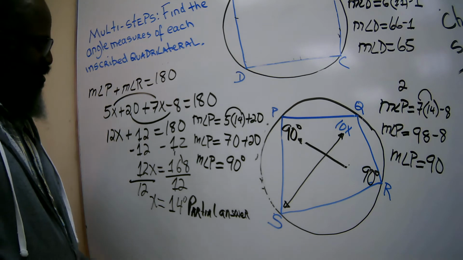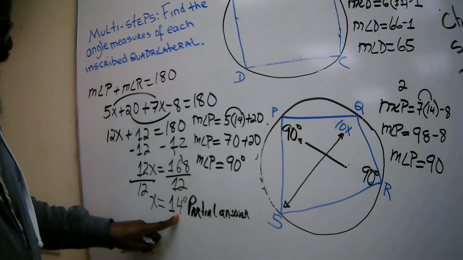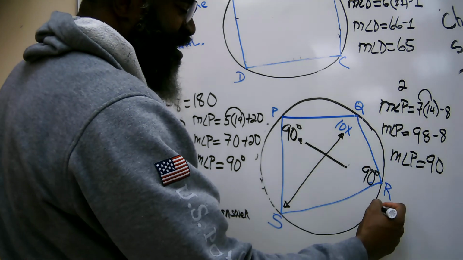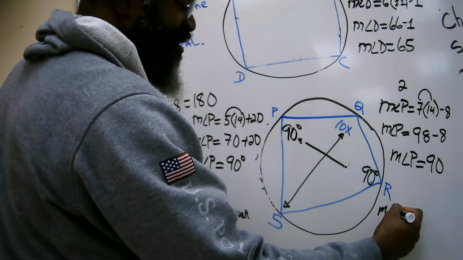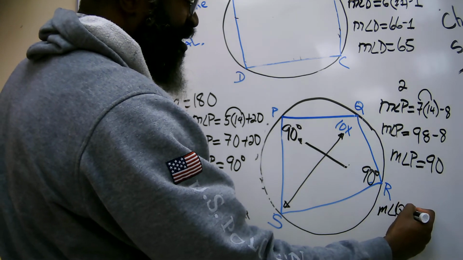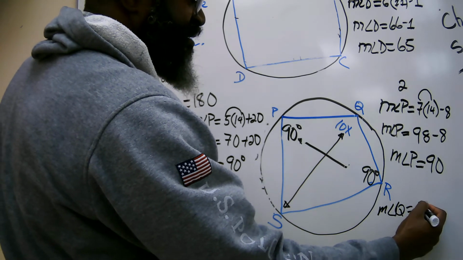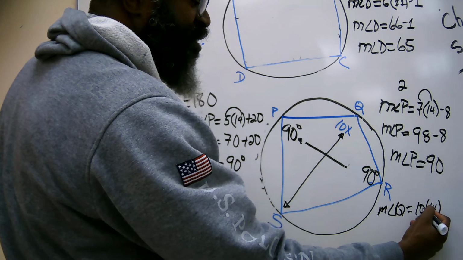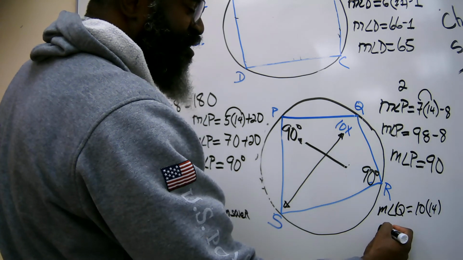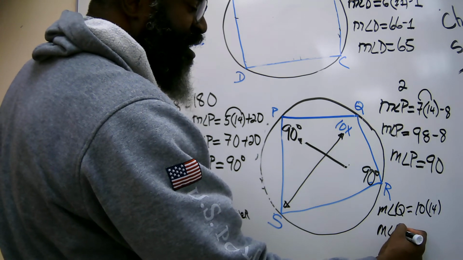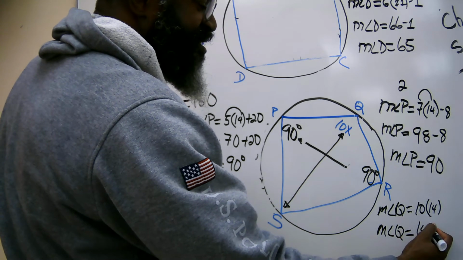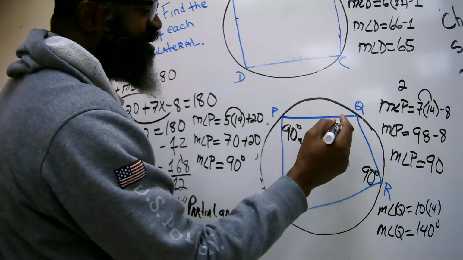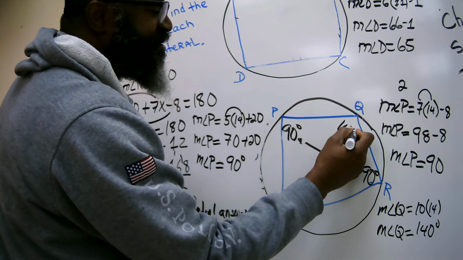Now we already know what x is, so we can find Q easily. The measure of angle Q will be a piece of cake. You take 10 times any number, times 14, you move it one place to the right. Therefore, the measure of angle Q will be 140 degrees. This is an obtuse angle. Right? This is 140 degrees.